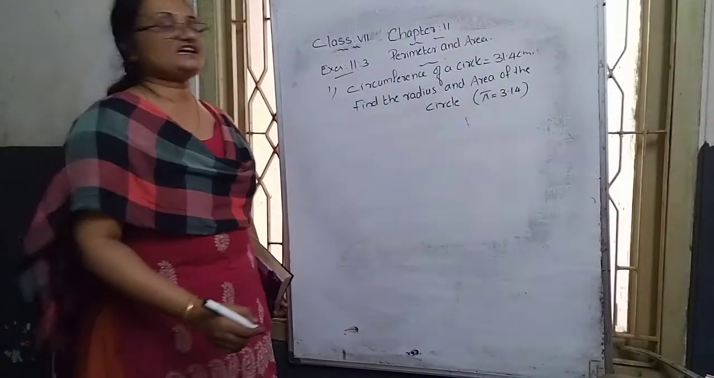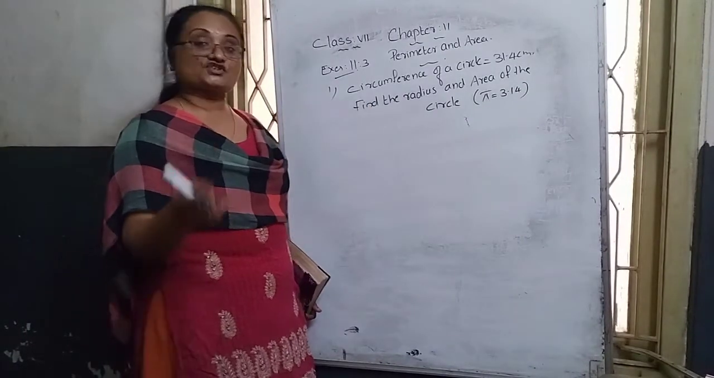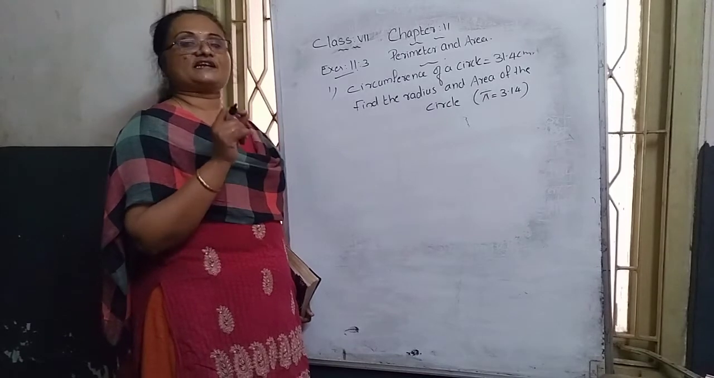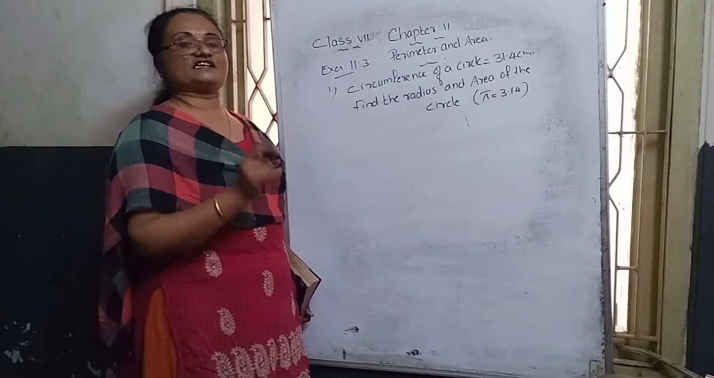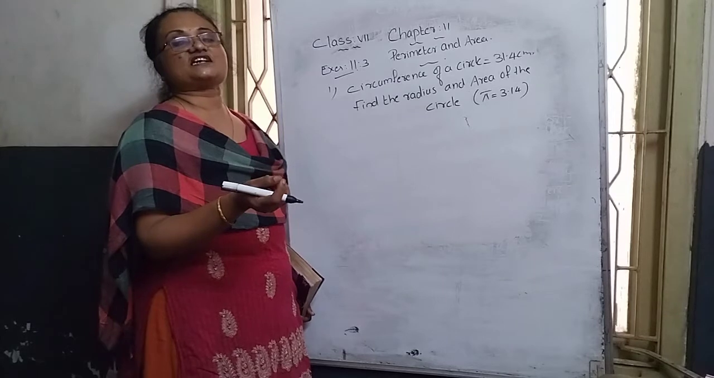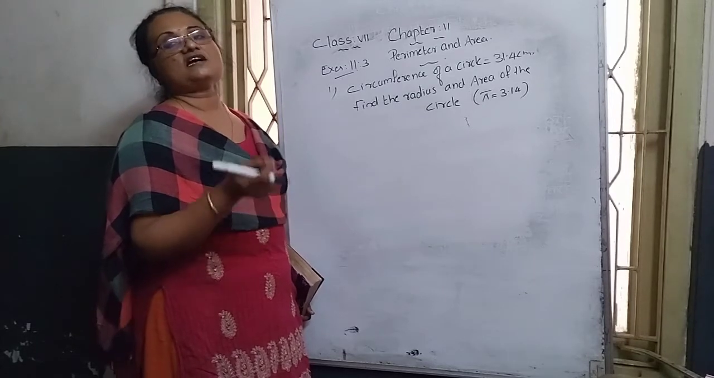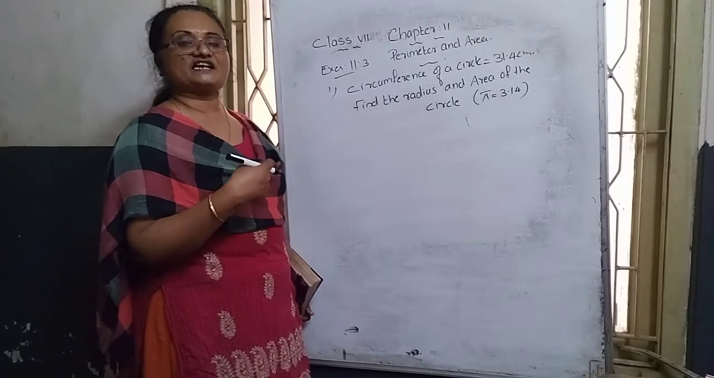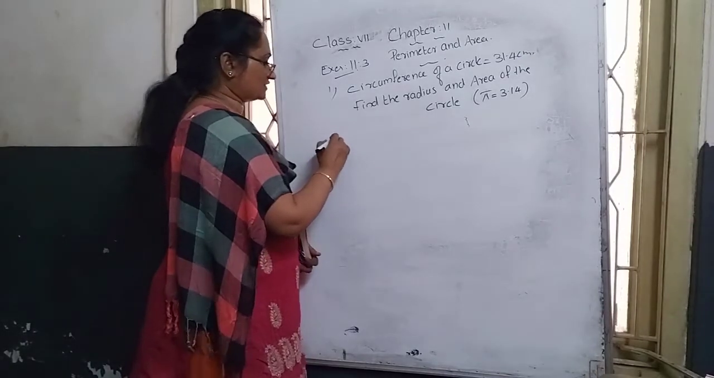The question says that the circumference of a circle is given. Using the circumference formula, find the radius. After getting the radius, find the area of the circle. Apply the area formula: place the r value and the pi value 3.14, and find. So we can start that one.